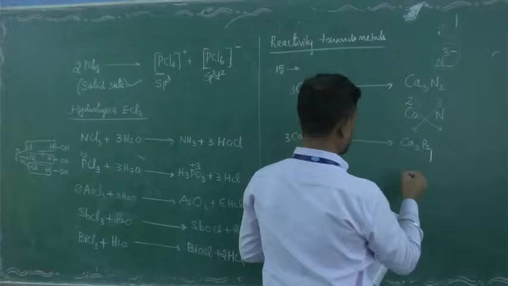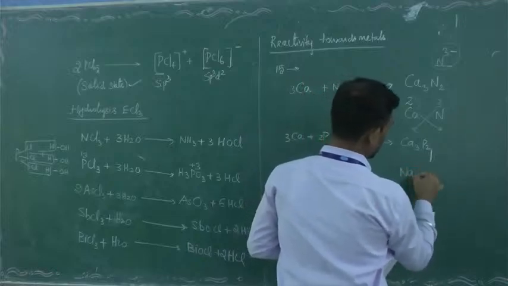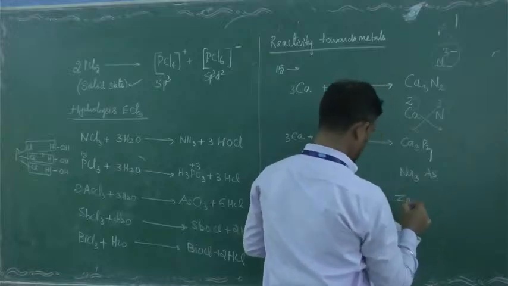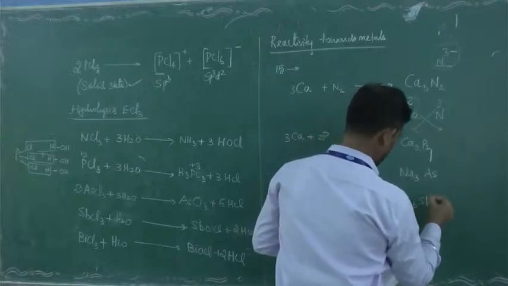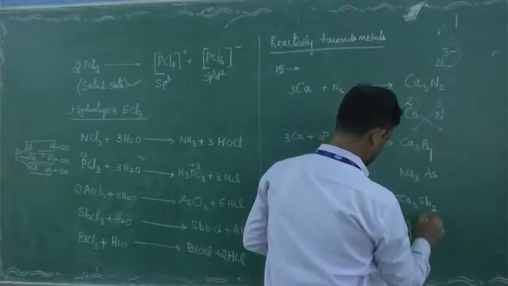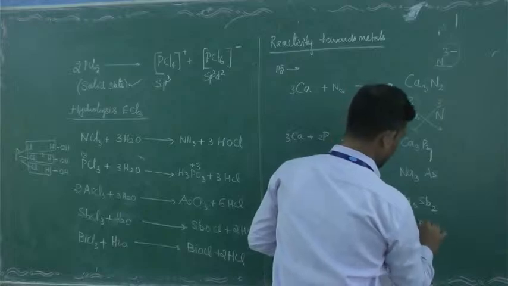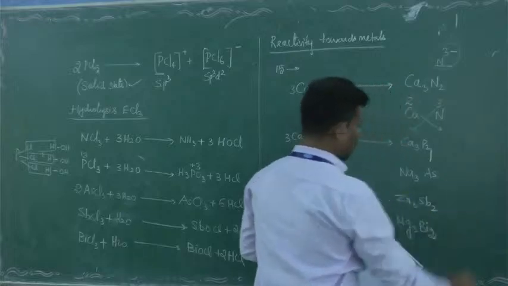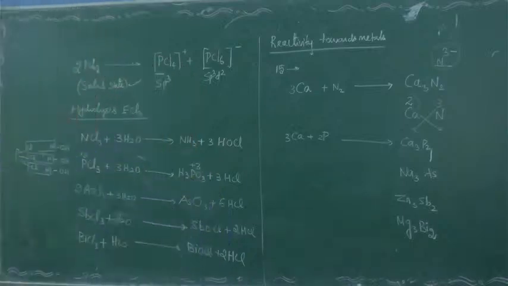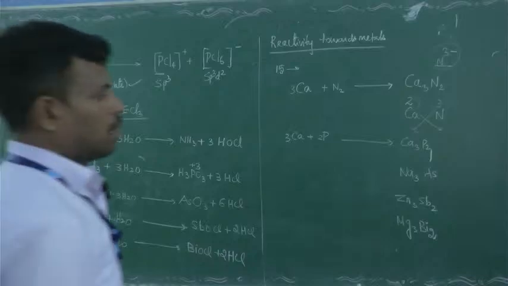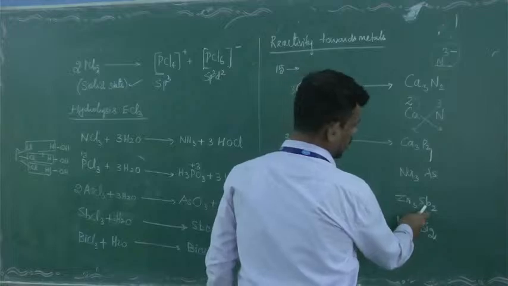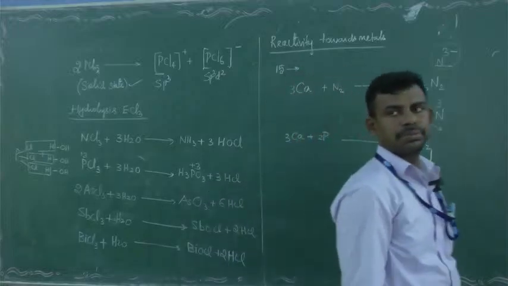And we have other compounds also: sodium, and we have zinc. So these are the compounds where it is going to have a -3 oxidation state. Similarly, you can write sodium plus arsenic, zinc plus tin, and magnesium plus bismuth.